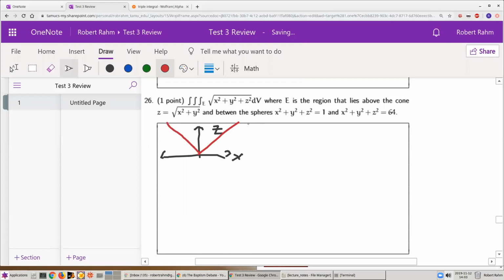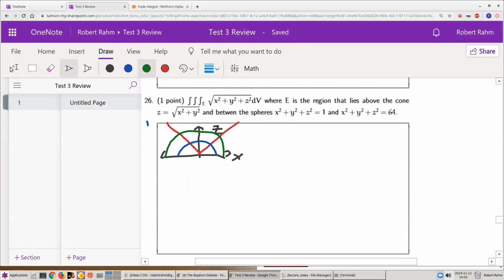Okay, and now the sphere x squared plus y squared plus z squared equals 1. That one is going to look roughly like this. And then the sphere x squared plus y squared plus z squared equals 256. That's a sphere of radius 16. It's going to look something like that. Okay, now the region that we're interested in is going to be this region right here.